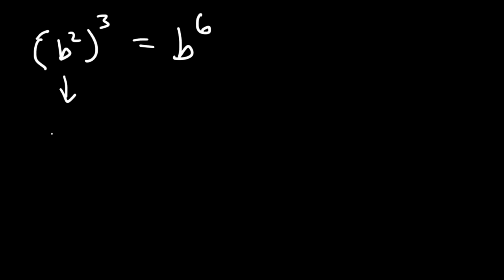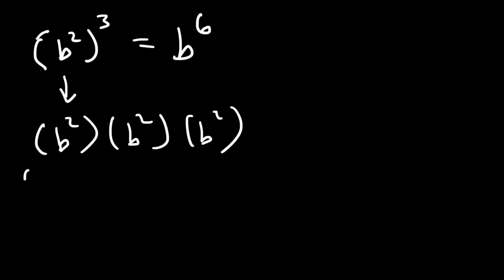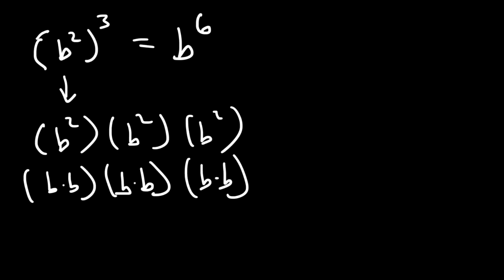Now if you expand it, b squared raised to the 3rd power means that you have 3 b squareds multiplied to each other. And each b squared is b times b. So you have a total of 6 b variables multiplied to each other. So it's equivalent to b to the 6.